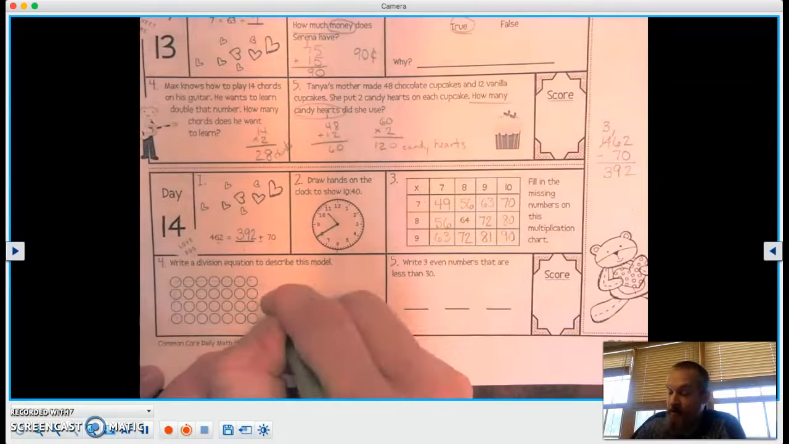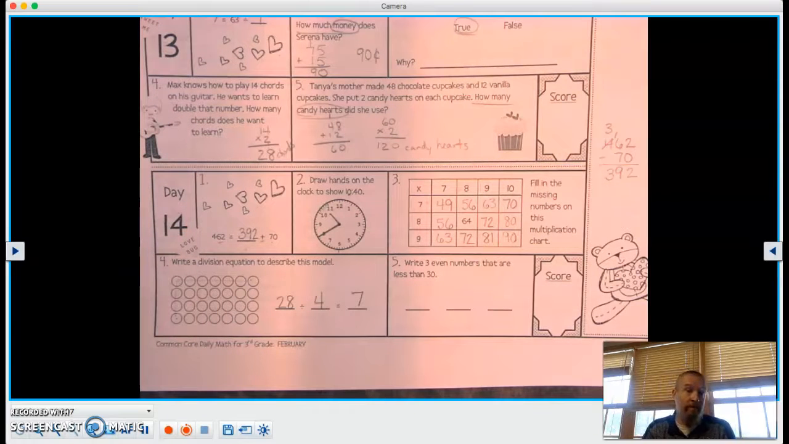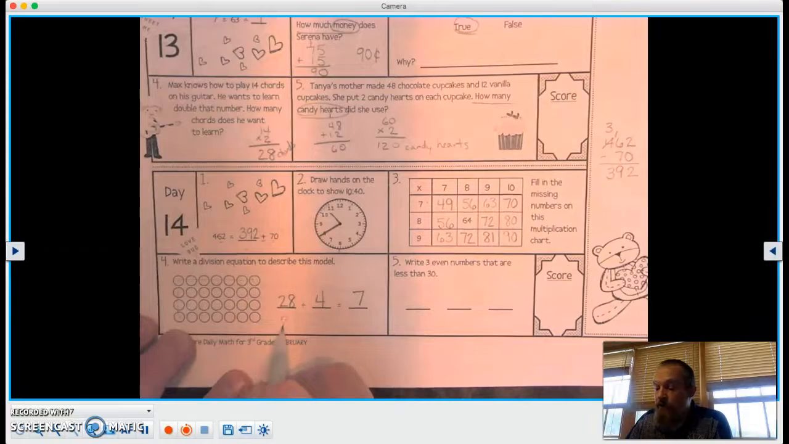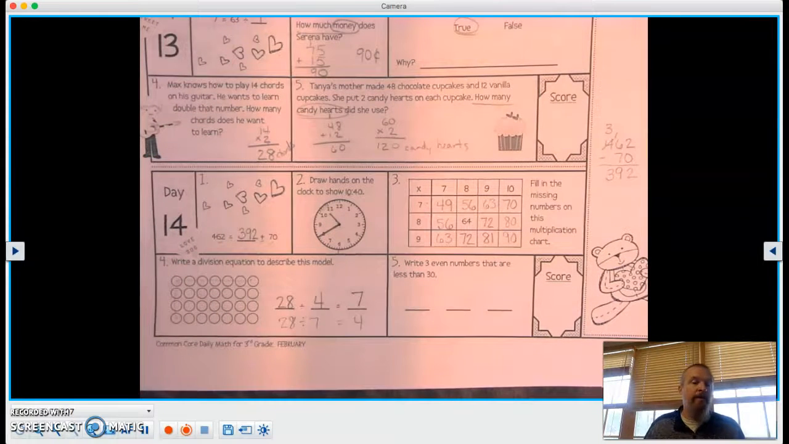So rather than counting all of those, 4 times 7 is 28. So 28 divided by 4 is 7, or 28 divided by 7 equals 4. So either way there, you'll be good to go.